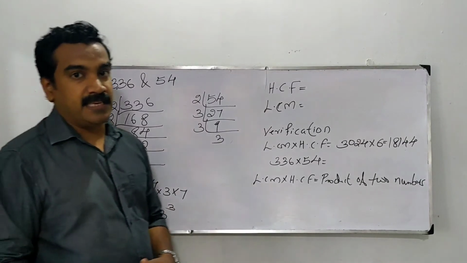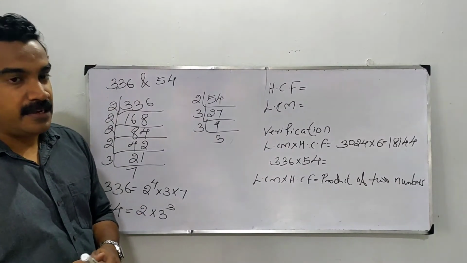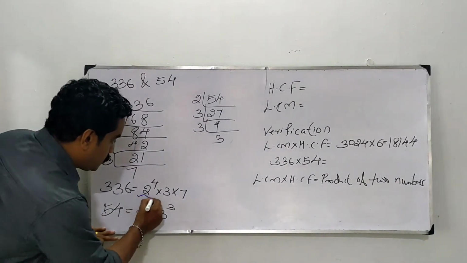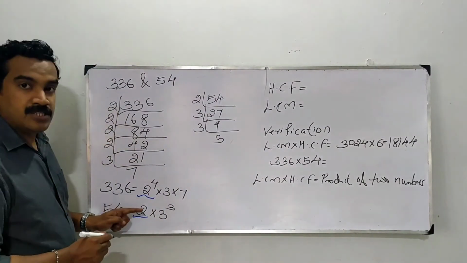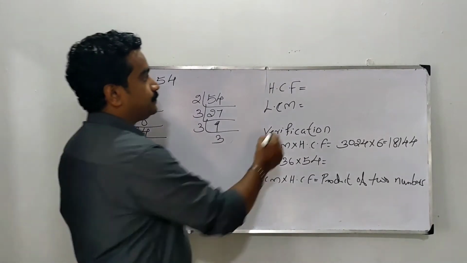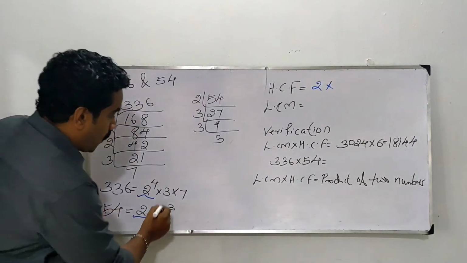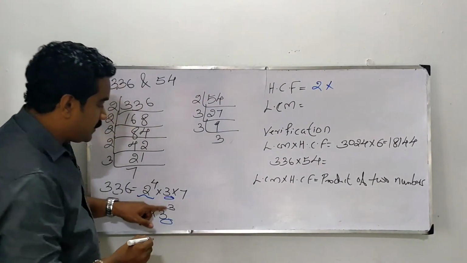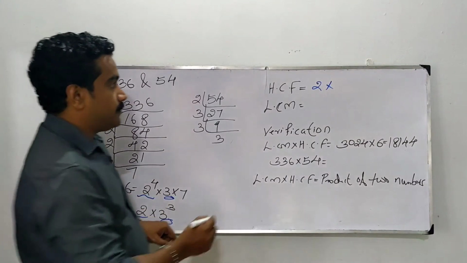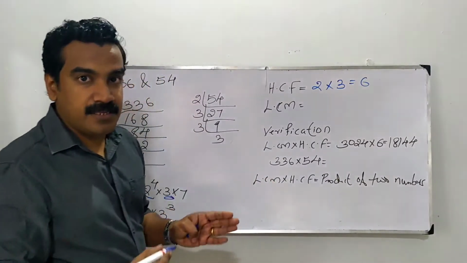So we want to find HCF. In HCF we are considering only the common. In common we are taking the least power. What is the common number? 2 is here, 2 is here. Where is the least power? Here 2 raised to 4, here 2, that is 2 raised to 1. So we are taking 2. Then check the 3. 3 is also common. Here 3, here also 3. Where is the least power? Here in the top one, 3. So 2 into 3. What is 2 into 3? 6. So HCF is 6.